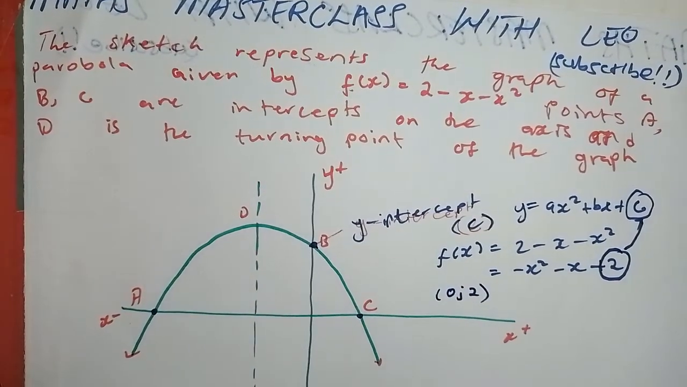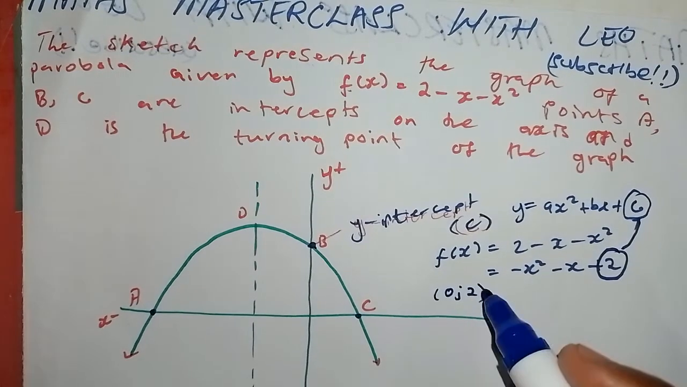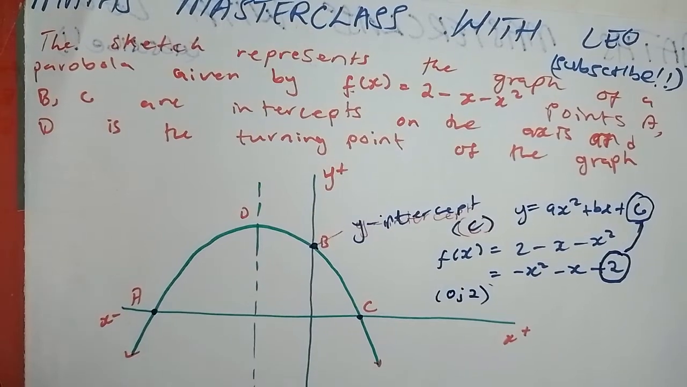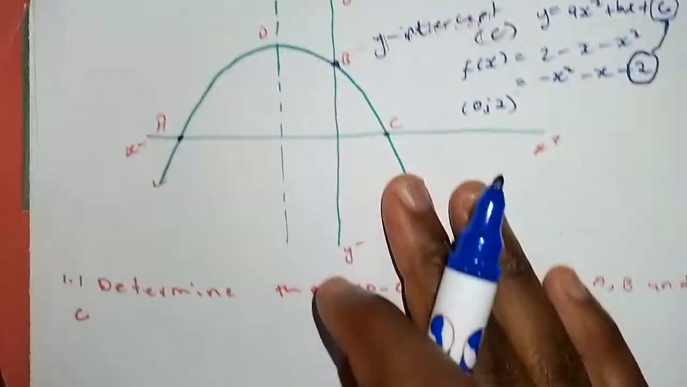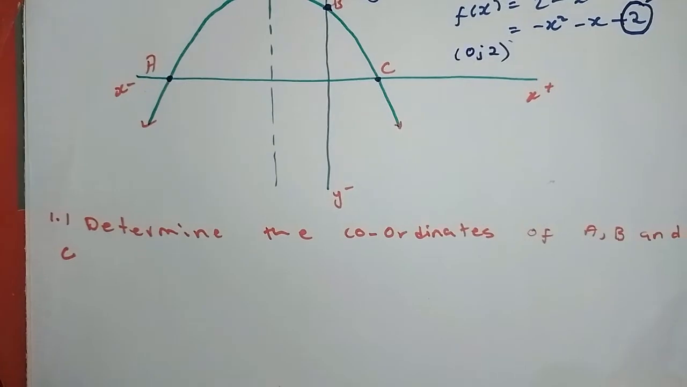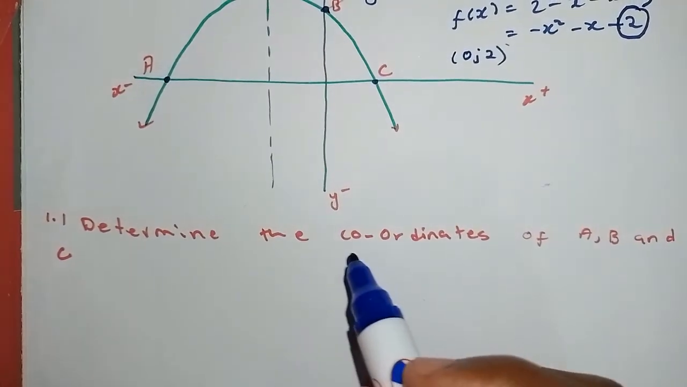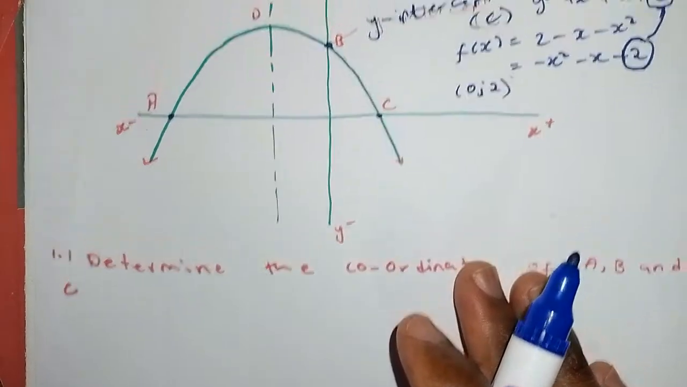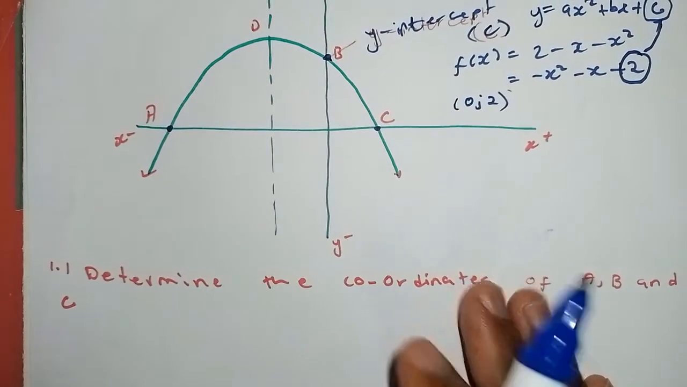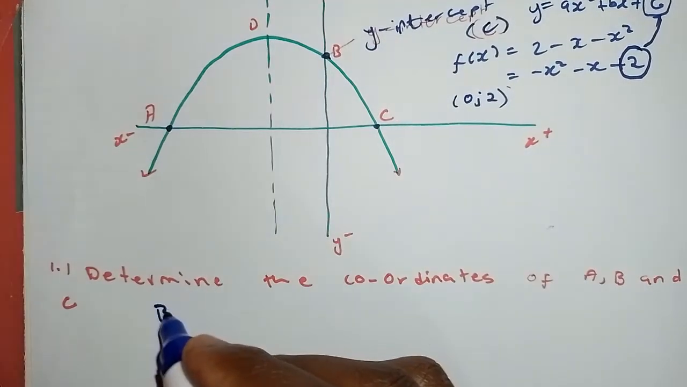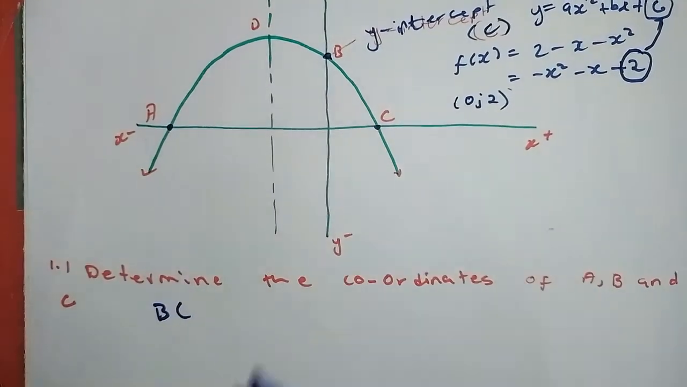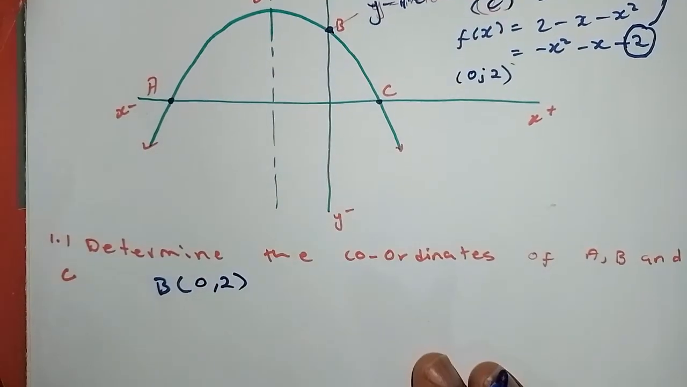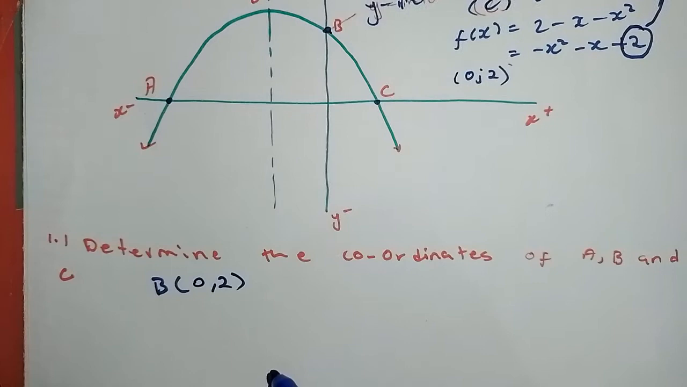So before we even answer the question, we already got the coordinates of B. Now let's go to the question. The question says determine the coordinates of A, B, and C. But you already got the coordinates of B, because B is the y-intercept of our graph. Then you can just write them down. Now let's move to the next one.